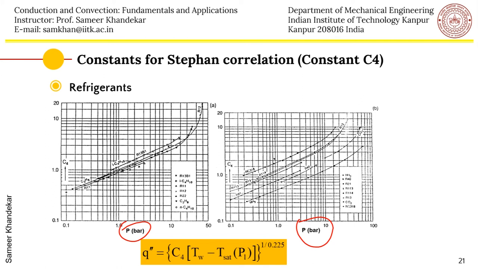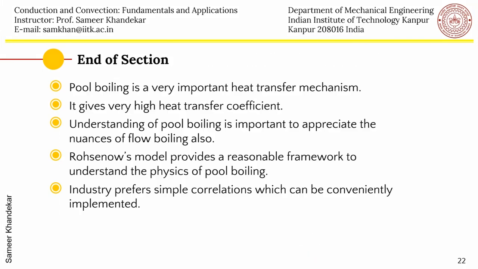I will repeat that pool boiling is a very important heat transfer mechanism. It gives very high heat transfer coefficients. In fact, understanding pool boiling is important to appreciate the nuances of flow boiling also, although we are not going to take up flow boiling right now. Nevertheless, once we understand the physics of pool boiling, it can be extended with superposition of convection in flow boiling also. The Rohsenow model provides a reasonable framework to understand the physics of pool boiling. But industry prefers simple correlations like what we have just seen, which can be conveniently implemented.